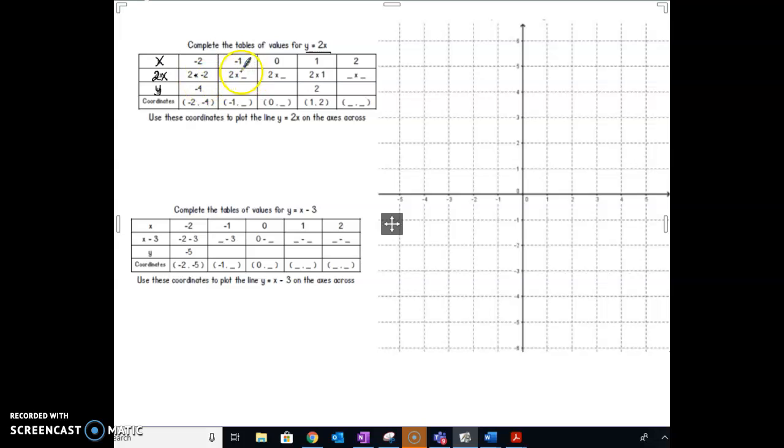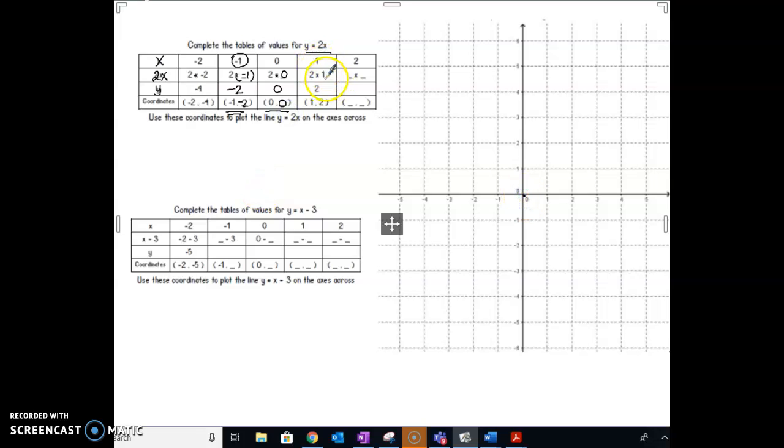Now you're going to do 2 times -1. Well, remember your integer rules. A negative times a positive is a negative. So when x is -1, y equals -2. That's the point you're going to plot. When x is 0 and you plug it in, anything times 0 is 0. Oh, this one goes through the origin (0, 0).